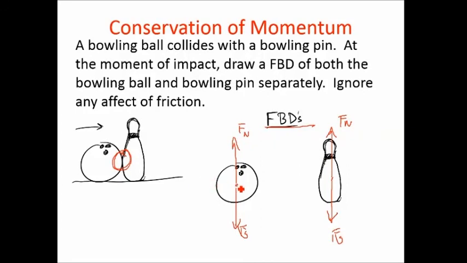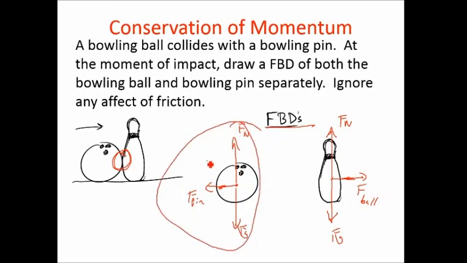So the pin is pushing that way on the ball, and the ball is pushing that way on the pin. These two forces here and there are equal and opposite. They are an action-reaction pair. And so we see that this ball is going to accelerate to the left, and this pin is going to accelerate to the right. And the acceleration will depend on their mass, in addition to their force.